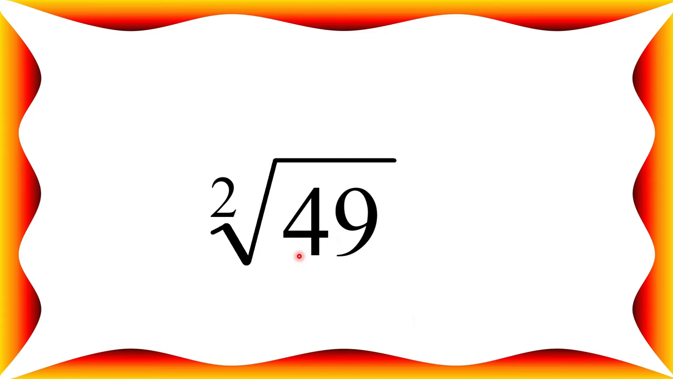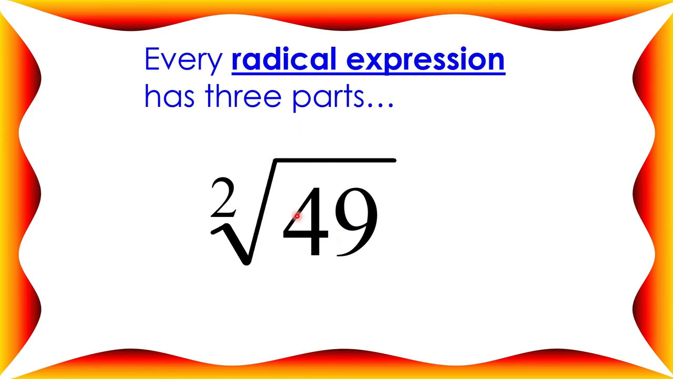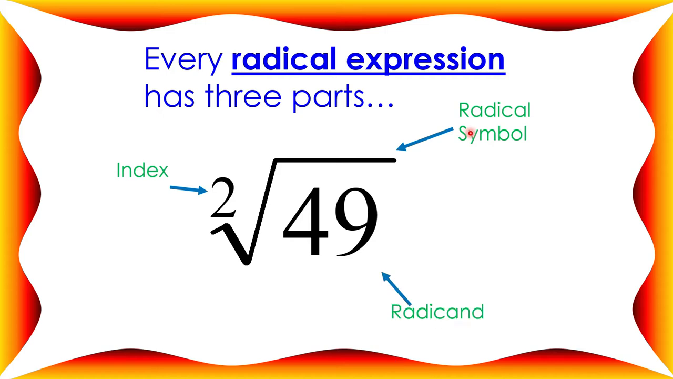I have here a number, and that is what we call a radical expression. Every radical expression has three parts. This small number outside this symbol is what we call the index. And this symbol is what we call the radical symbol. And those numbers inside that radical symbol are what we call the radicand.